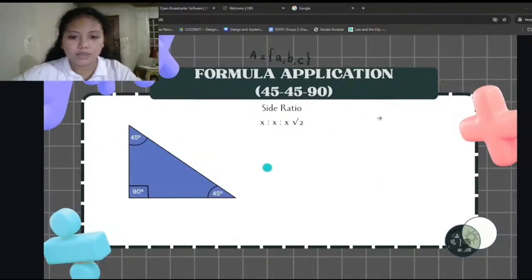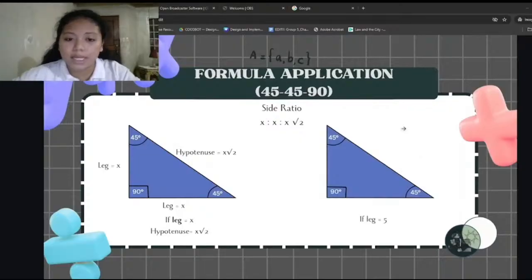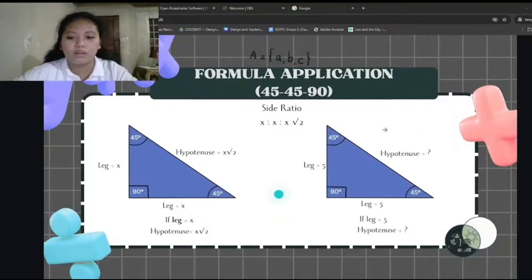Here we have the angles. We have two 45-degree angles and one 90-degree right angle. Since the two angles are equal, the two legs, the sides forming the right angle, are always the same length. This formula allows us to move from one side of a 45-45-90 triangle to another easily. Just remember, the hypotenuse is always square root 2 times longer than each leg. Here you go, the example.